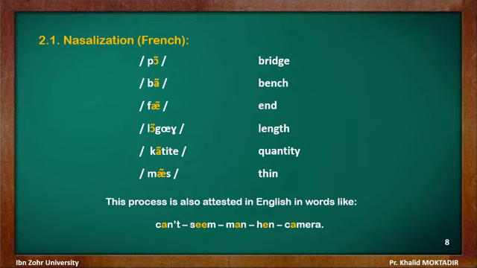This process also happens in English in words like can't, seem, man, hand, and camera. Notice camera. If I pronounce the word without nasalization, it would be camera. With nasalization, camera. You can see the difference, I guess.